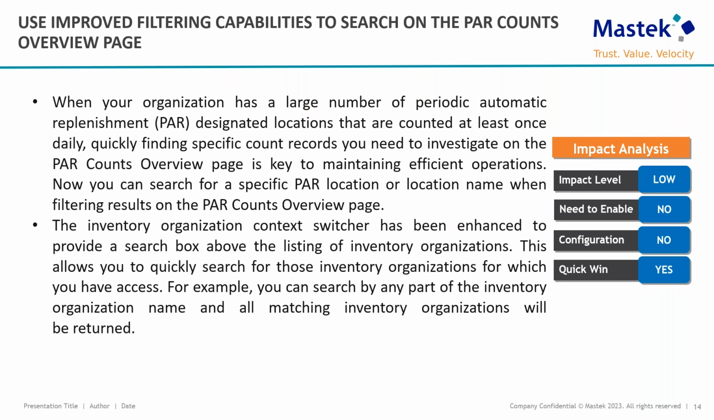Moving to the next one, that will be perform mass updates on item transaction defaults for items without item subinventories. With this feature, we can now update item transaction defaults for a discrete item, even if the item has no association with item subinventories. Previously, you could only update the item transaction defaults if the discrete item had associations with item subinventories.